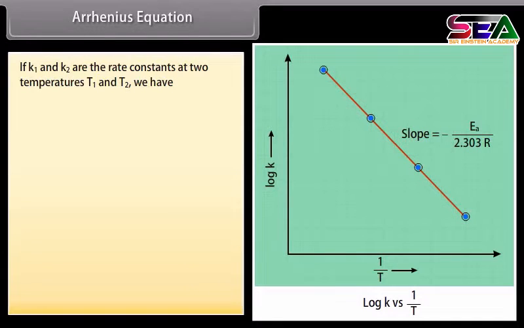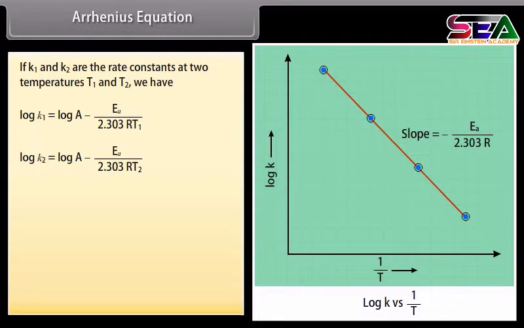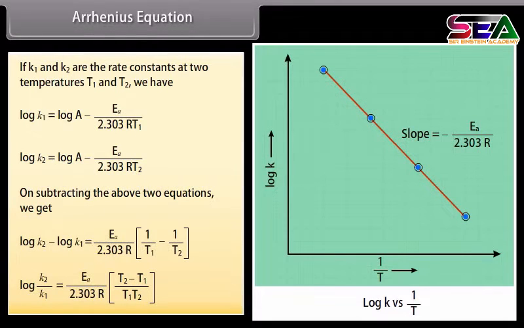If K1 and K2 are the rate constants at two temperatures T1 and T2, we have log K1 is equal to log A minus Ea upon 2.303 RT1. Log K2 is equal to log A minus Ea upon 2.303 RT2. On subtracting the above two equations, we get log K2 upon K1 is equal to Ea upon 2.303 R multiplied by T2 minus T1 upon T1 T2.